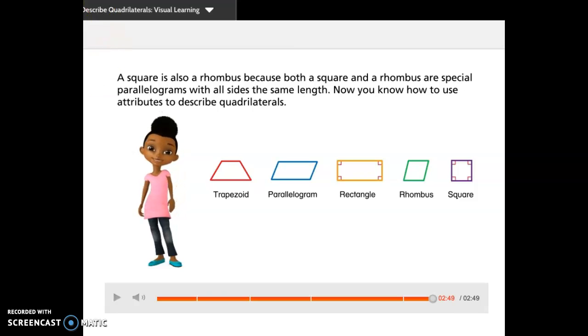Great job. Now, next you're going to work on a Nearpod, and on the Nearpod it's going to talk to you all about what quadrilaterals are. You're going to go through each shape and you're going to identify some quadrilaterals in your classroom. But again, your classroom is going to be your house. Have fun, and I'm excited to see what you learn about quadrilaterals.